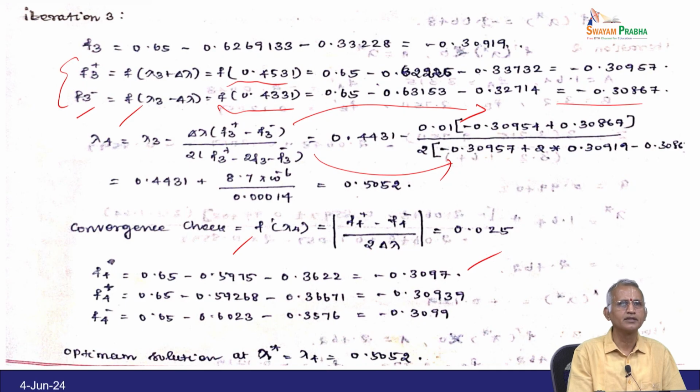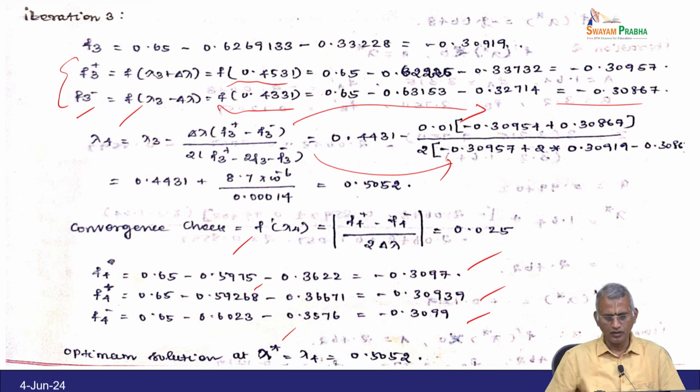Then F4 plus is 0.65 minus 0.59268 minus 0.6671 which is equal to minus 0.30939, and F4 minus is 0.65 minus 0.6023 minus 0.3576 equal to minus 0.3099. Therefore, optimum solution at lambda star equal to lambda 4 equal to 0.5052.